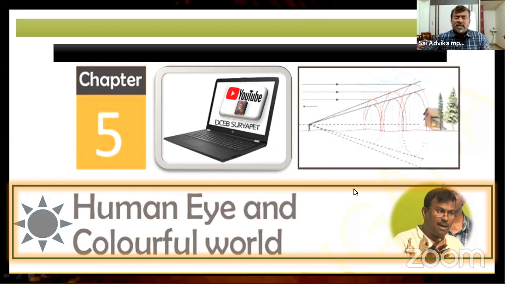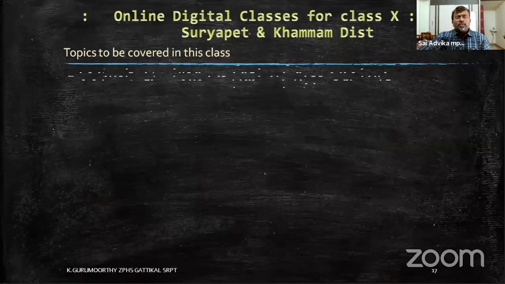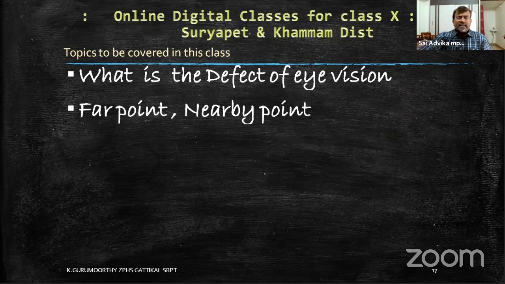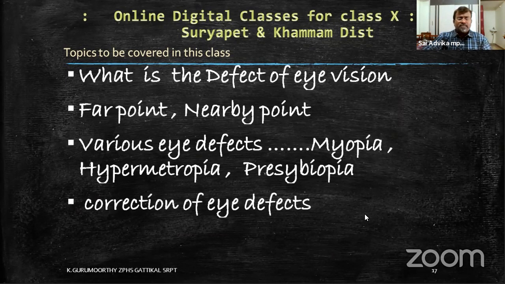Before going to that, let us see what topics we are going to cover in this lesson. Yes, this is part 2, that is the second class of the fifth lesson. Mainly, the topics which are going to be covered in our lesson are the defect of vision and the related terms far point and near point. These two terms are very important regarding this defect of vision. In order to learn the defects of eye vision, we have to learn those things, and various types of eye defects like myopia, hypermetropia, and presbyopia. And the most important thing, how the visionary defects are corrected. All these things will be covered in our lesson.